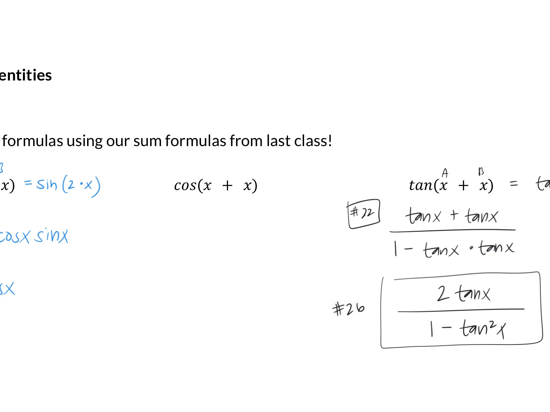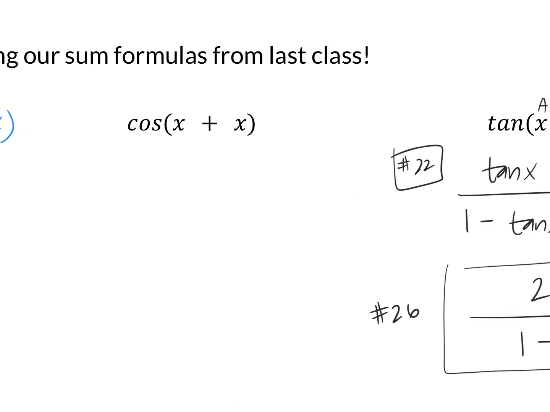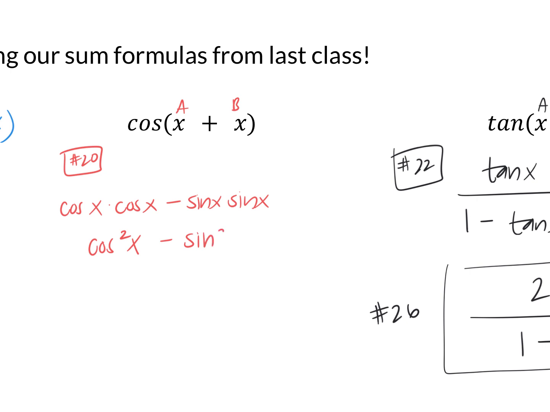And then the slightly trickier one, only because there's not just one formula for this, but if you look on the back, number 25 has 3 formulas for the double angle of cosine. So we're going to find all 3 of those using some other stuff that we have on the front of our sheet. So I'm going to start out with my formula from number 20. Number 20 is your sum formula for cosine. And if I plug in my x's for a and b, I get cosine of x times cosine of x, minus sine of x, sine of x. Now, if I multiply both of those things, it's the same as squaring them. So I could rewrite this as cosine squared of x minus sine squared of x.